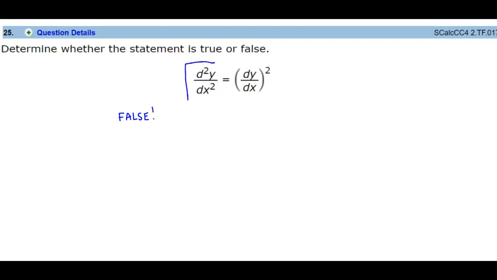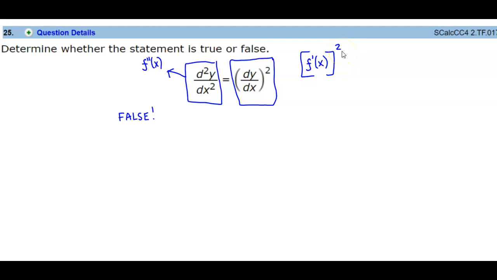Okay, so again, this represents the second derivative. And this is taking the first derivative, or f prime of x, and then squaring it.